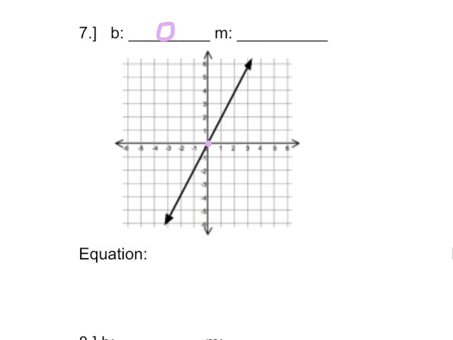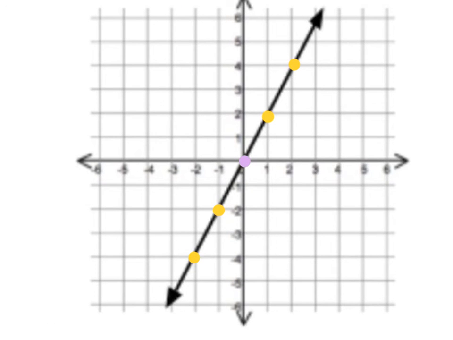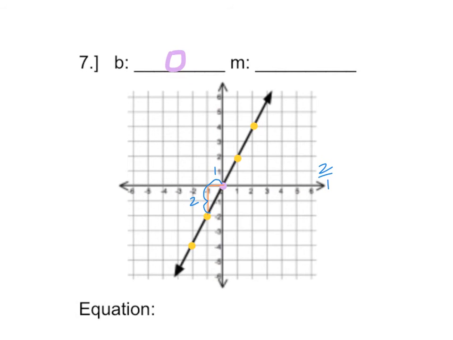Okay, let's get our good points. Find your good points here, here, here, here. Okay, now we make the right triangle and we count. I'm going to go right here, rise over run. Let's count. Rise 2, run 1. So my slope is 2 over 1. My line is positive, my slope is positive. So my slope is 2 over 1, or 2.